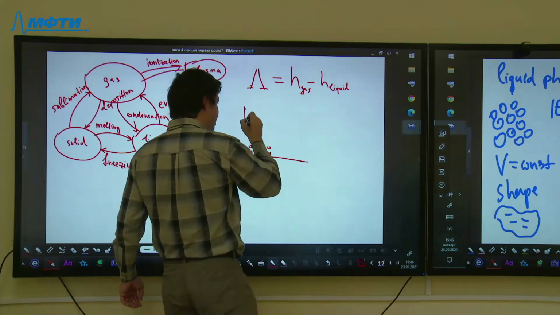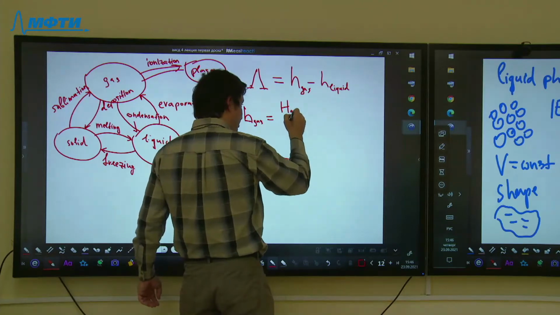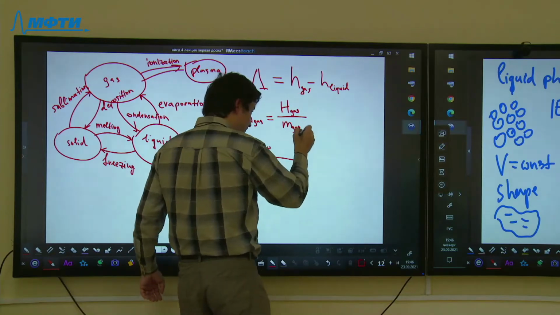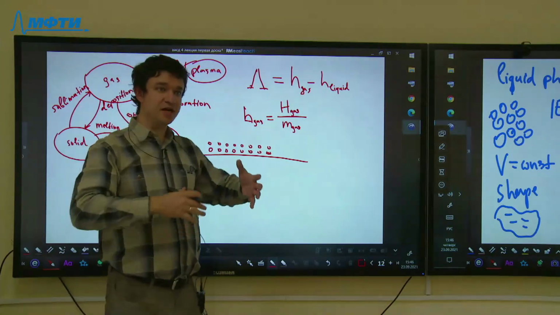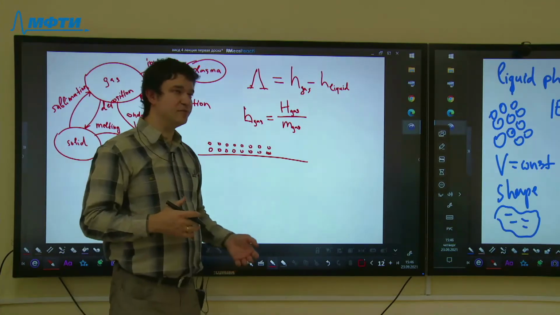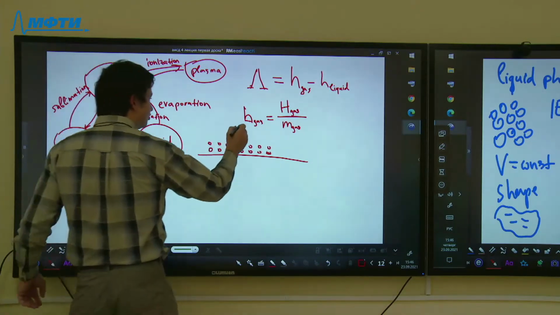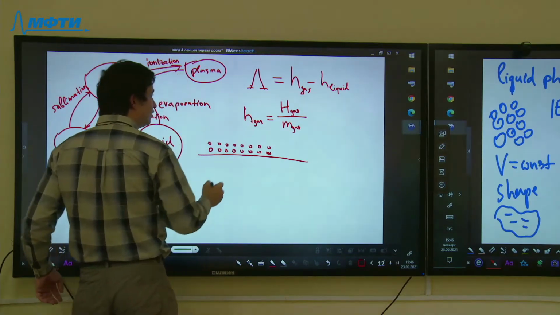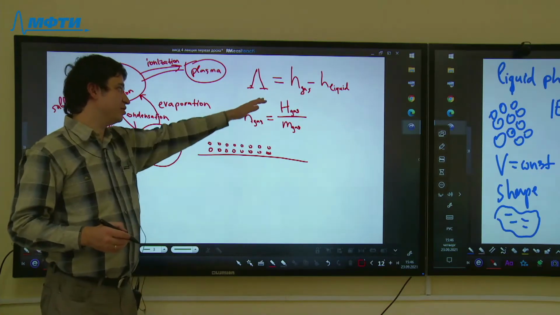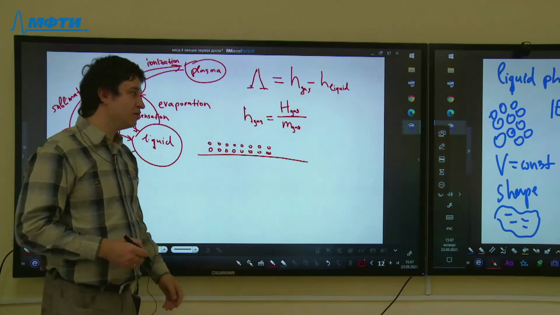By specific enthalpy, I mean enthalpy divided by the mass of that gas. Of course, enthalpy is an additive quantity. So if you have twice the amount of gas, then you have twice the amount of enthalpy. That's why I can introduce a specific enthalpy quantity. And this specific heat of evaporation or vaporization is the difference between specific enthalpies of both of these phases.